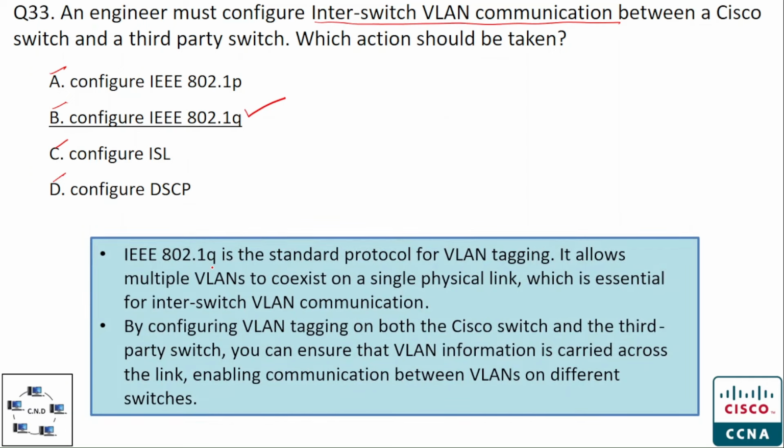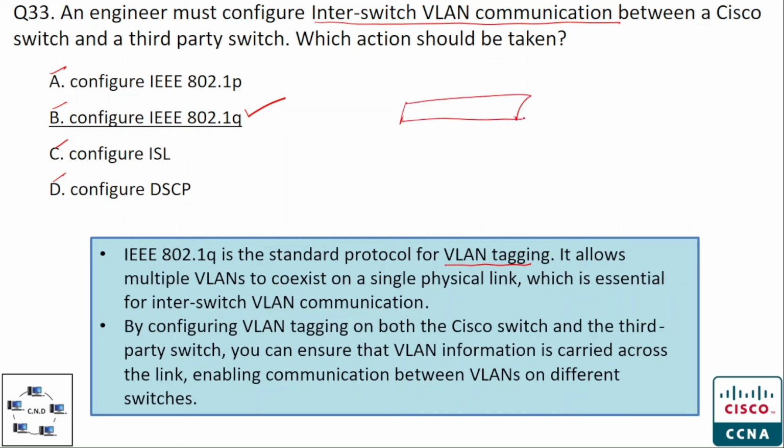So the IEEE 802.1q is the standard protocol for VLAN tagging. It allows multiple VLANs to coexist on a single physical link, which is essential for inter-switch VLAN communication. By configuring VLAN tagging on both the Cisco switch and the third-party switch, you can ensure that VLAN information is carried across the link, enabling communication between VLANs on different switches. So let me explain it further.